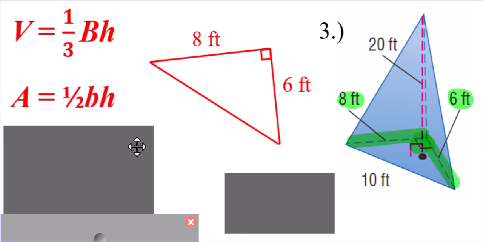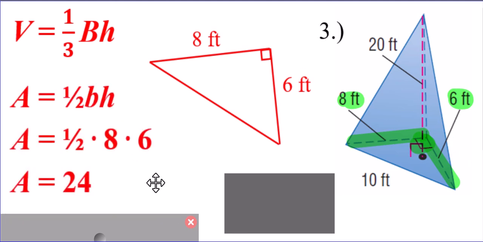Formula, substitute, solve for the area of the triangle, and you get 24. Now, if you accidentally use the 10, hit pause in the video, fix it. That 10 did not meet at a right angle. That's how I knew it was not the lowercase b or the lowercase h.